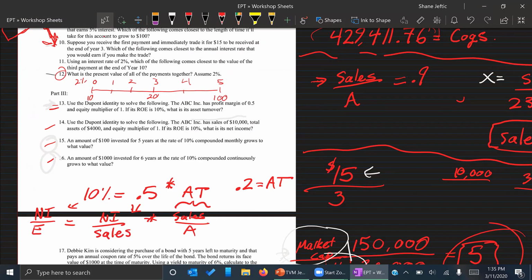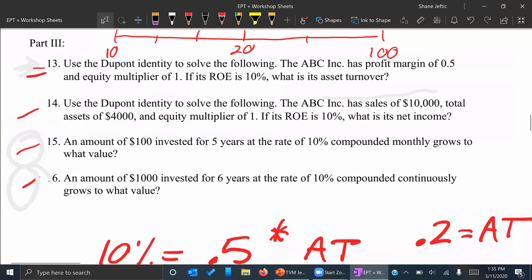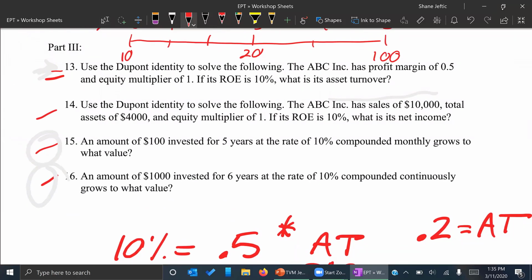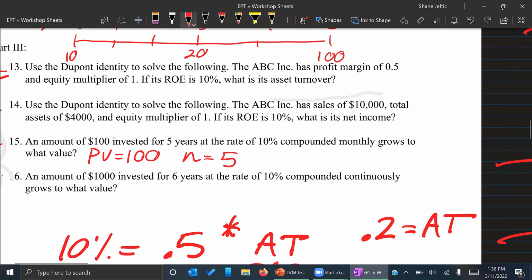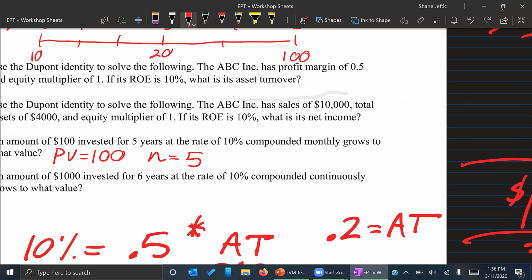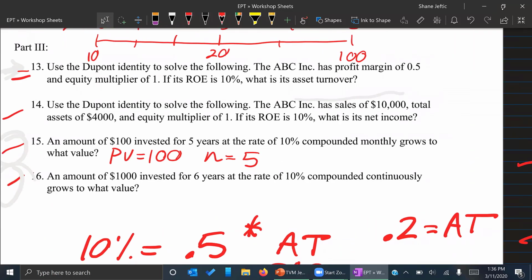I don't understand where my numbers came from. So we got present value of 100, n is 5, 10%. Now, what is this 10%? Compounded monthly, right? What are you doing with the 10%? Dividing by 12. Exactly, which equals 0.83, I think.